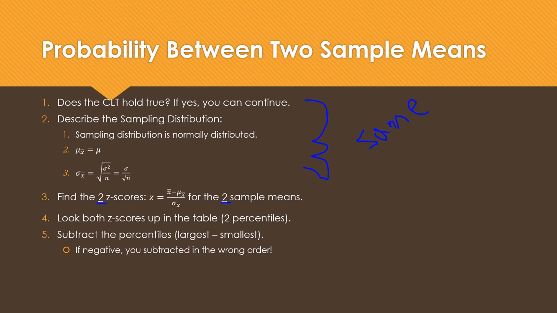And then we're going to look up both z-scores in the table, so that's going to make it where we have two percentiles. Then we're going to subtract the percentiles, with the largest minus the smallest. You want to make sure this equals a positive probability. If we have a negative one, then you subtracted wrong. You can't have a negative chance of rain. You can't have a negative probability, so you did something wrong. That's just a check to make sure that it's positive.